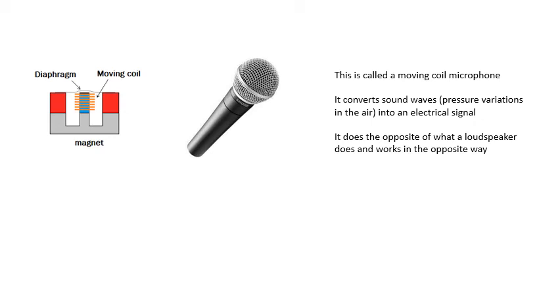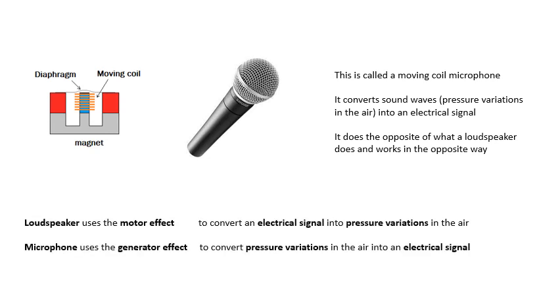Okay, so if I took this SM58 to bits, I would find something like a magnet and a coil. Okay, it's the opposite of what a loudspeaker does. If you remember, a loudspeaker uses the motor effect to convert an electrical signal into pressure variations in the air. I don't know why they don't just say sound, but there you go. A microphone uses the generator effect to convert pressure variations in the air into an electrical signal.